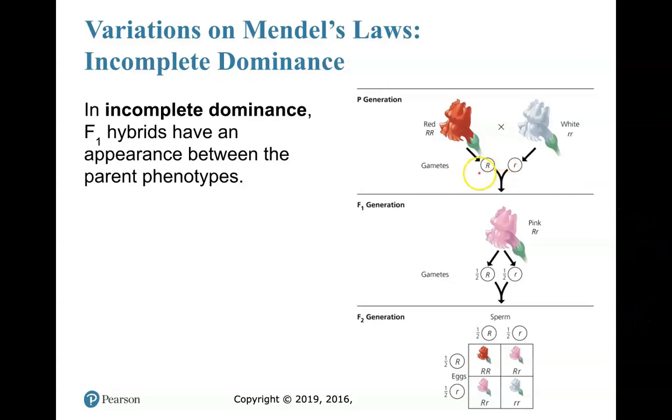Here I can see the red petal color denoted by uppercase R for simplicity, and here's white, seen with the lowercase r. When mating happens, the hybrid is neither red nor white, but actually the heterozygote hybrid is pink, a combination of red and white, kind of mixing the two alleles together. This is called incomplete dominance.